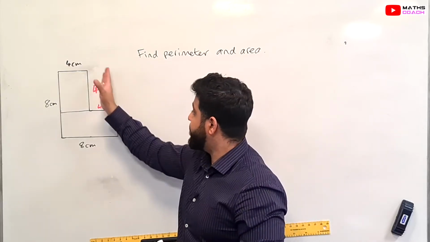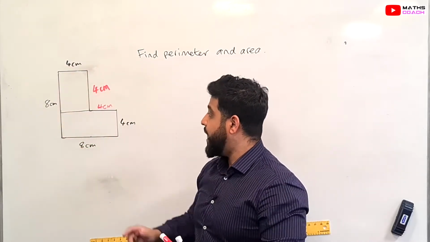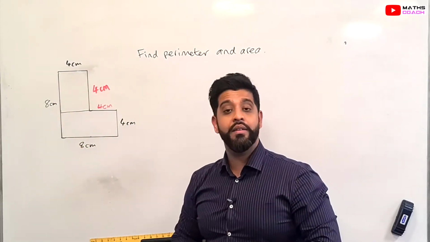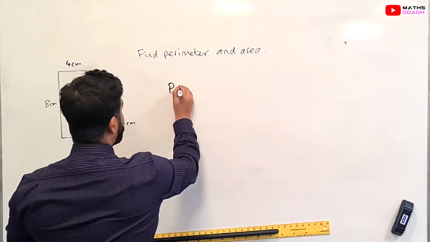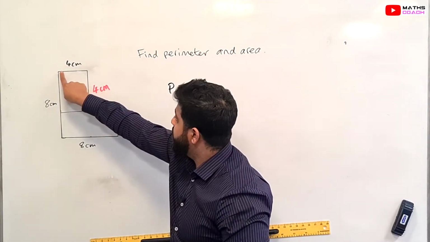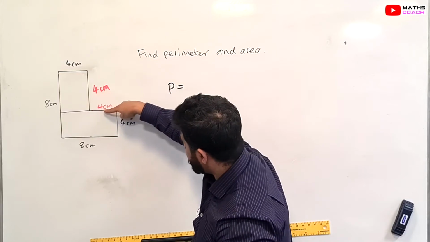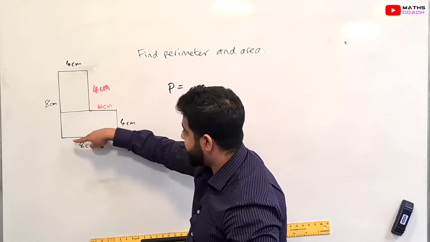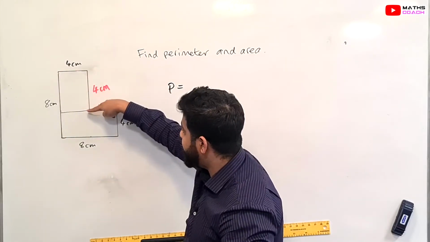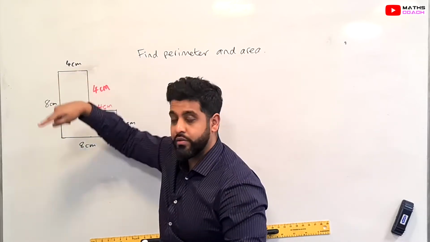Now that we have filled in all our missing lengths, we can proceed to find the perimeter. I'm just going to write a P for perimeter. So let's start with here. We're going to do 4 plus 4 plus 4 plus 4 plus 8 plus 8. And that is the length all the way outside the shape.